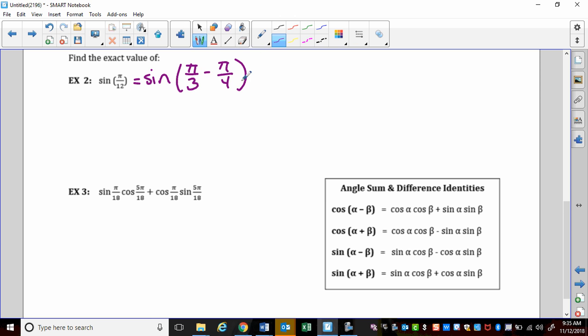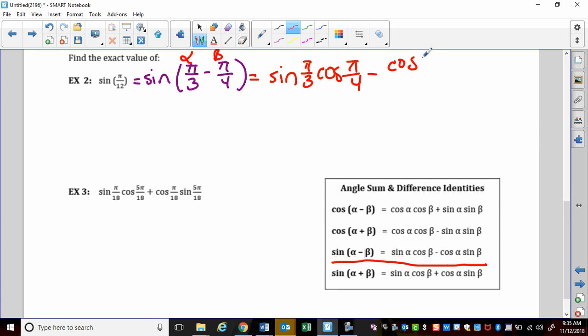Okay, and then the sine formula, we're going to do the difference formula. So this is going to be my alpha, this is my beta, and this is sine of alpha, so sine at pi over 3, cosine of beta, cosine of pi over 4, and then minus cosine alpha, cosine at pi over 3, sine of beta, sine of pi over 4. So you guys can figure these out and subtract them.